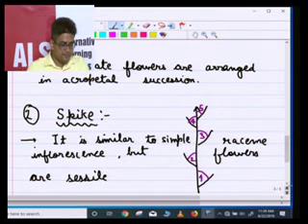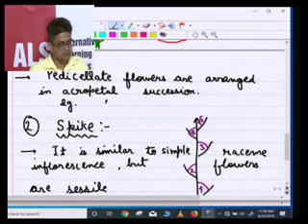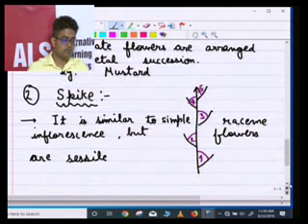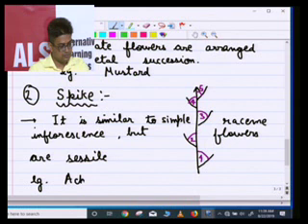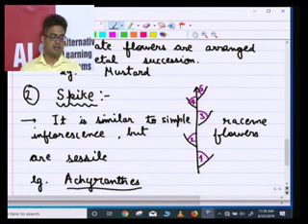So first of all, an example of simple raceme: simple raceme example is mustard. Mustard flowers are a very good example of simple raceme inflorescence. For spike inflorescence, a very good example is Echeiranthus. Echeiranthus is a very good example of spike inflorescence.